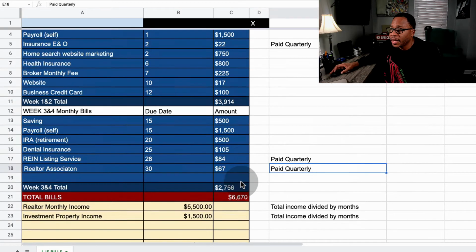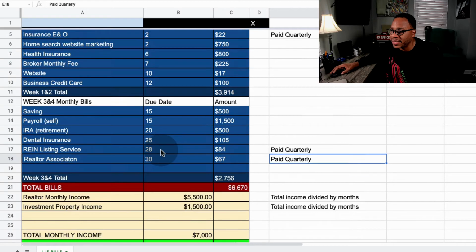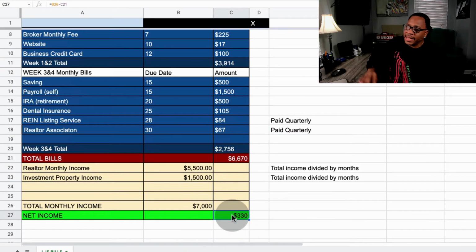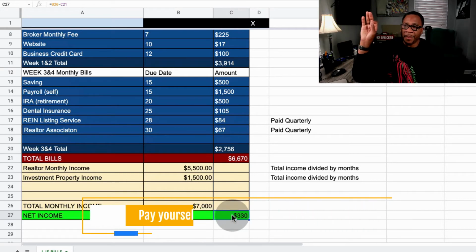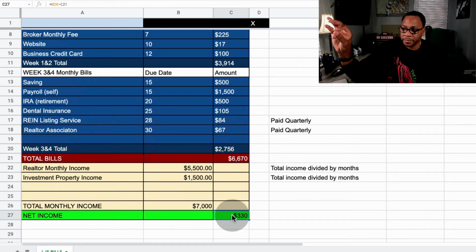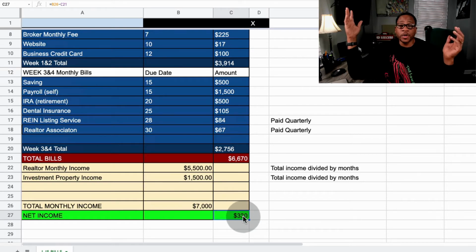there's my total. If you're paying yourself $1,500 and you're putting money in the savings, that $330 net income now becomes profit. See, if you're not putting savings and payroll in your IRA as a bill, if you don't treat it as a bill, you really don't know how much profit you're making. Now this is my profit. And what do I want to do with that? Whatever I want to do.